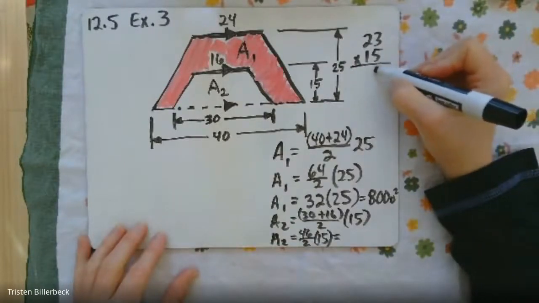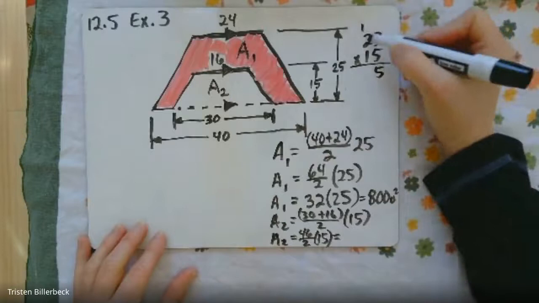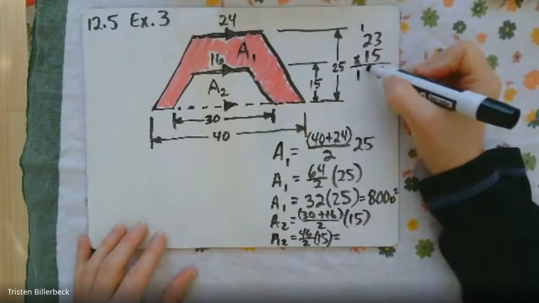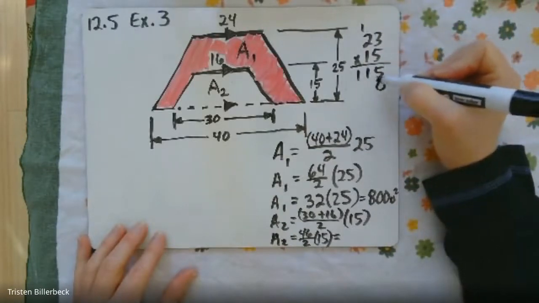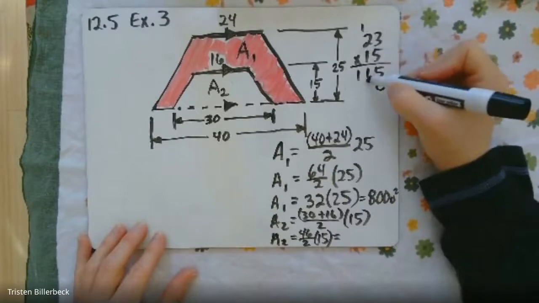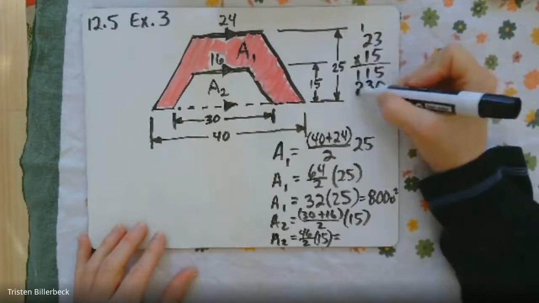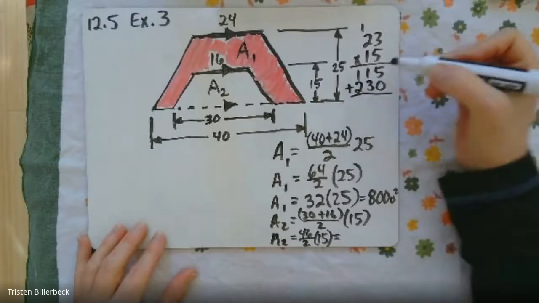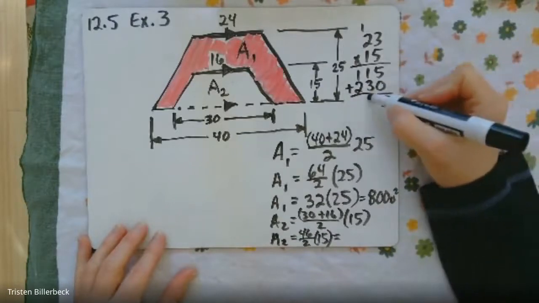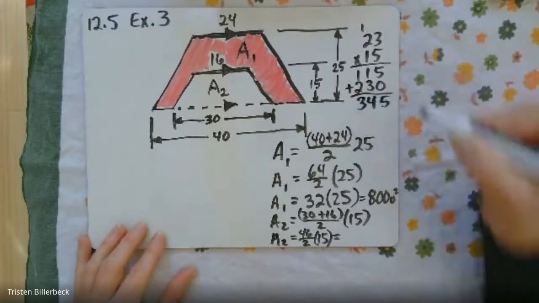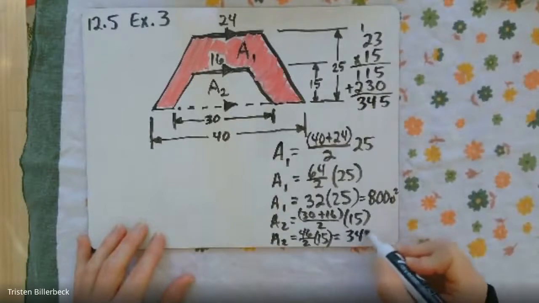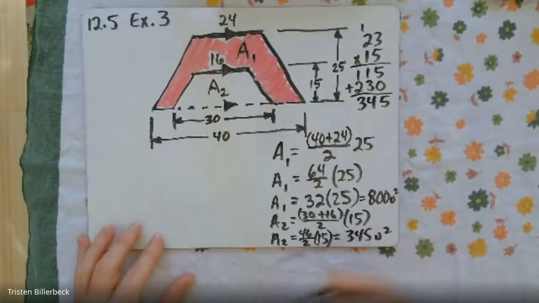So 5 times 3 is 15, carry the 1. 5 times 2 is 10 plus 1. Then we put a 0 here. 1 times 3 is 3. 1 times 2 is 2. And we add, and we get 5, 4, 3. So this is 345 units squared.